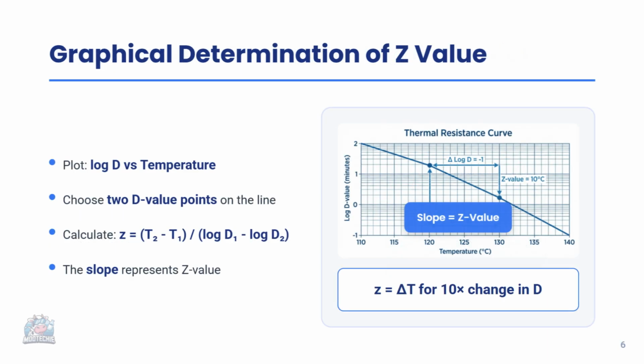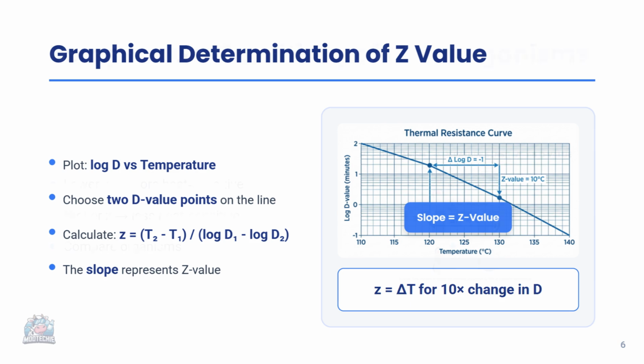The Z value can also be determined graphically. To do this, we plot log D values against temperature. The resulting graph forms a straight line. Two points on the line can be selected to calculate the Z value using the temperature difference and the change in log D values. The slope of this line represents the Z value.